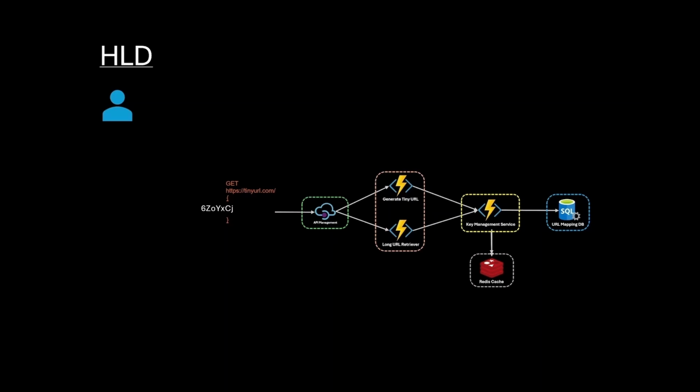We'll only pass the 7 characters when we make a get call to receive the long URL. So when we make a get call, we pass the 7 characters, and in response, we'll receive the mapped long URL for these 7 characters. First, that request will land on API management. API management would map that get endpoint with the long URL retriever endpoint. This is again a get endpoint in Azure function, and then long URL retriever would make a get call to key management service and will pass the 7 characters as a query parameter to key management service.